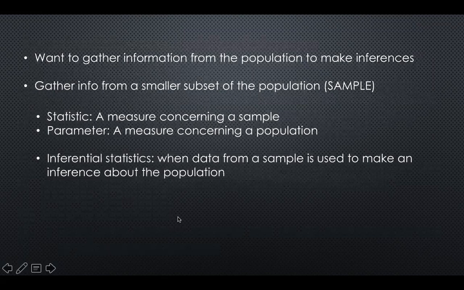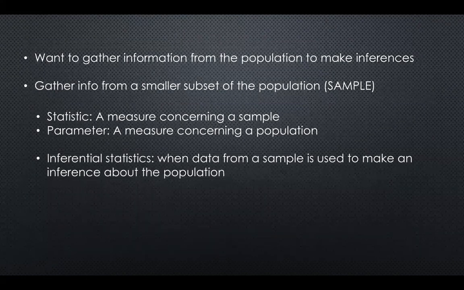We call these statistics. So a statistic is a measure concerning a sample. A parameter is a measure concerning a population. So whenever we make conclusions, we want to make conclusions in terms of parameters because we want to make conclusions about the population. We don't want to make conclusions about a sample because although that does hopefully reflect the population, we want to ultimately make a conclusion about a population.